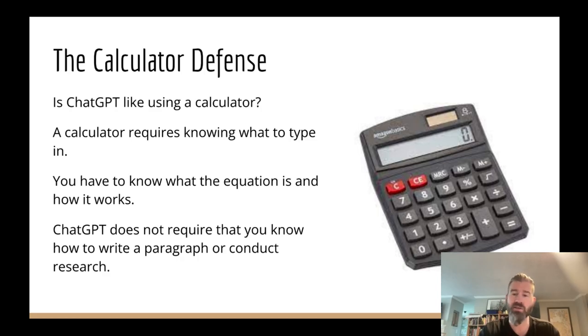I think a calculator requires knowing what to type in and being able to understand how an equation works, whether that's finding the inverse sine of an angle. Unless you know what that is, even if you have a calculator, you don't necessarily know what to put in. Right? ChatGPT does not require you to know how to write a paragraph or conduct research or write a sentence.